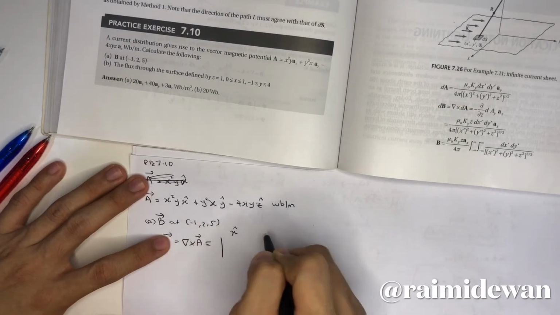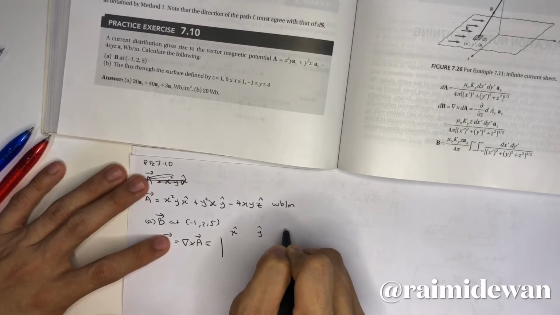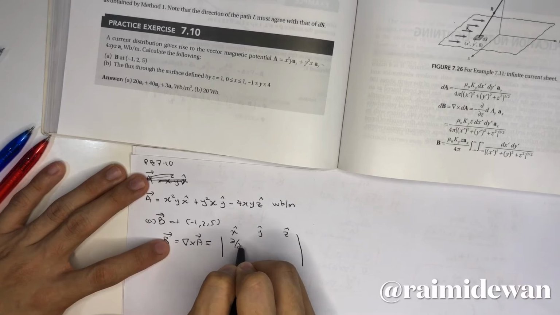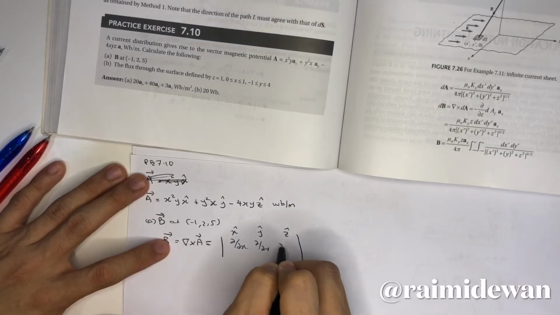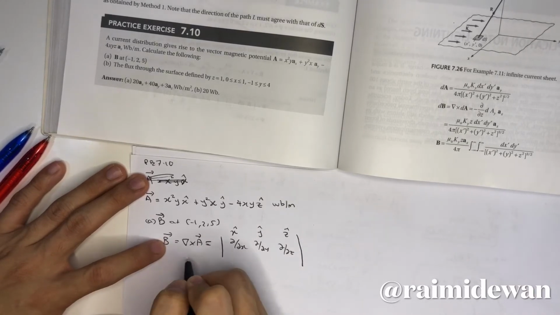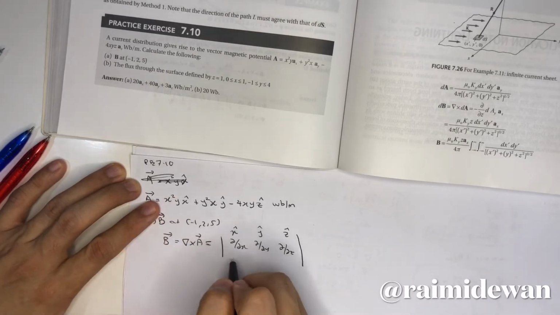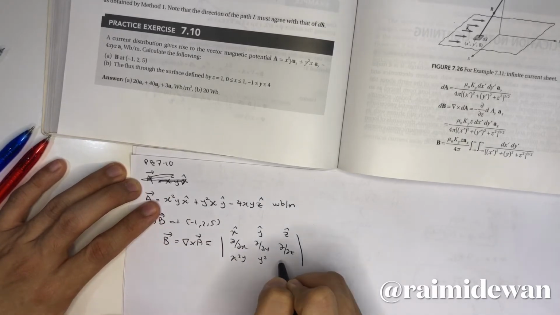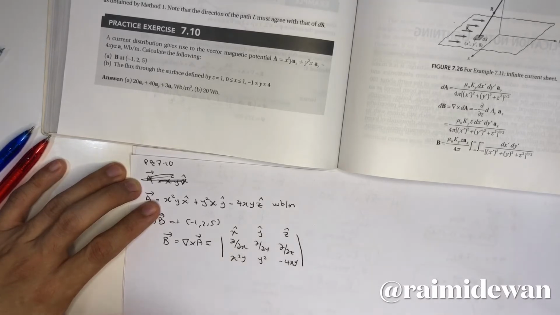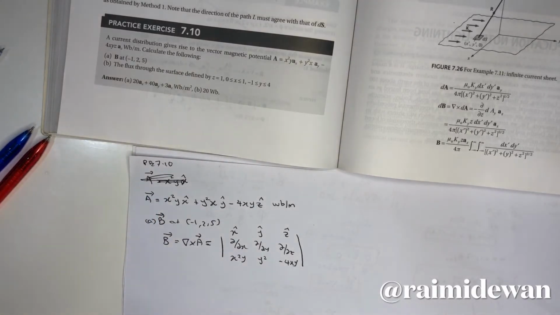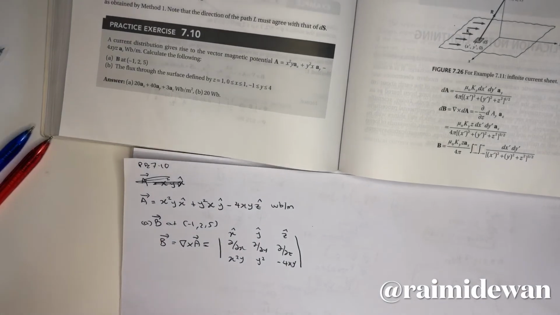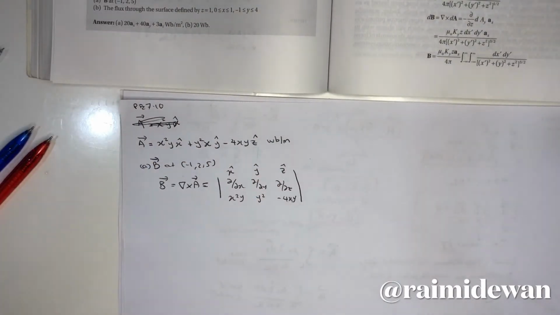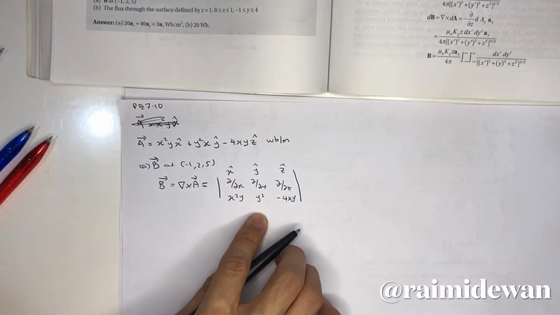Here you have x, y, and z. I just made it for your easy reference. Of course this one is d/dx, d/dy, d/dz. And what A do you have? x squared y, y squared x, and minus 4xyz. Following the formula that is given to you, they gave you the formula to make this easy.